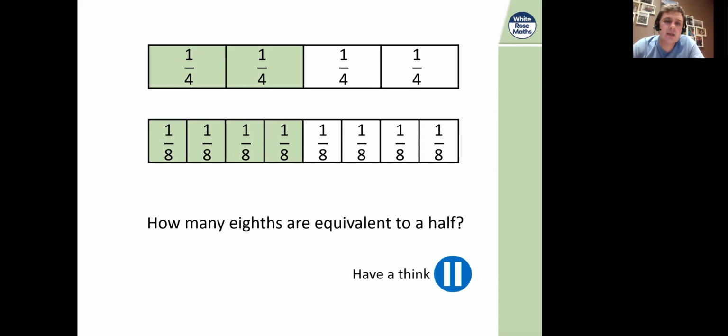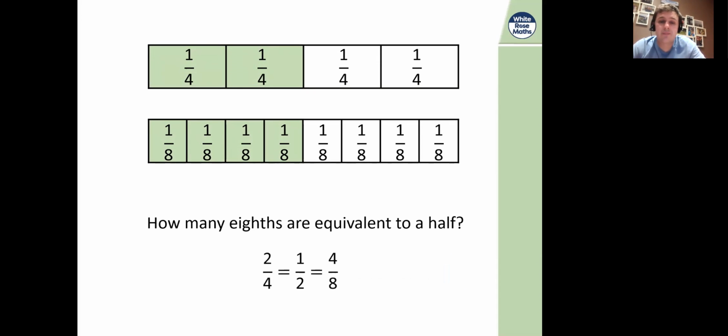Have a think. How many eighths are equivalent to a half? Well, we know that 2 quarters are equivalent to a half, and you can see on our diagram there that 4 eighths is equivalent to a half.